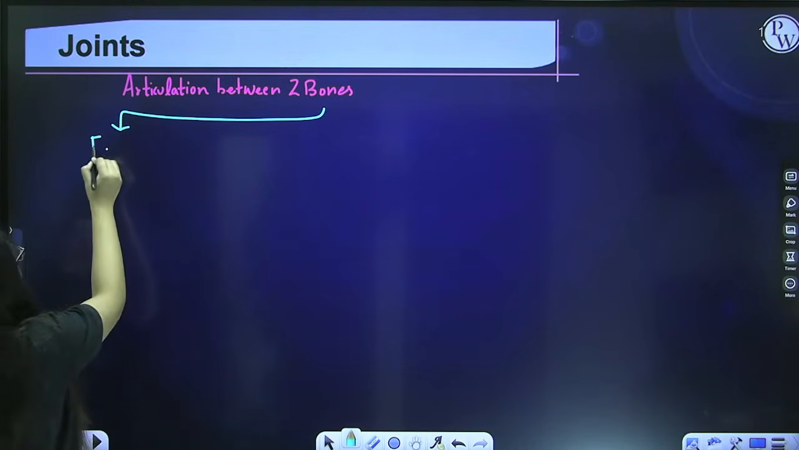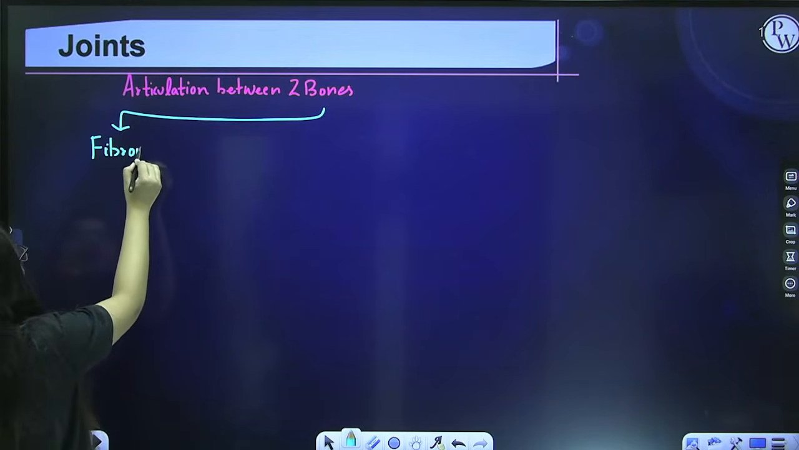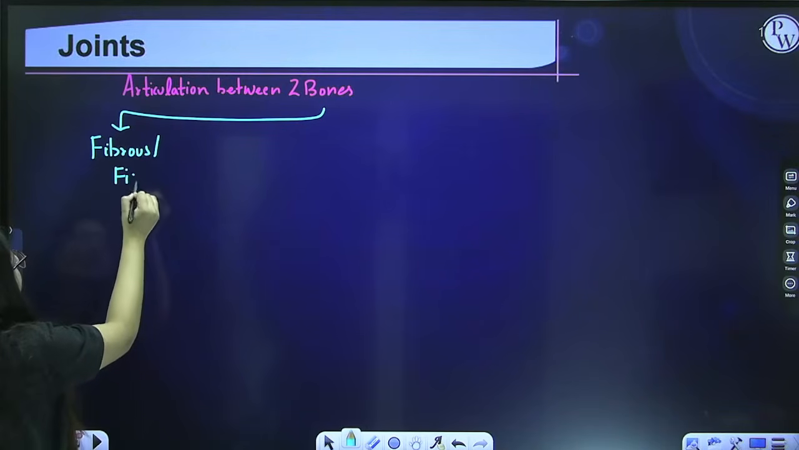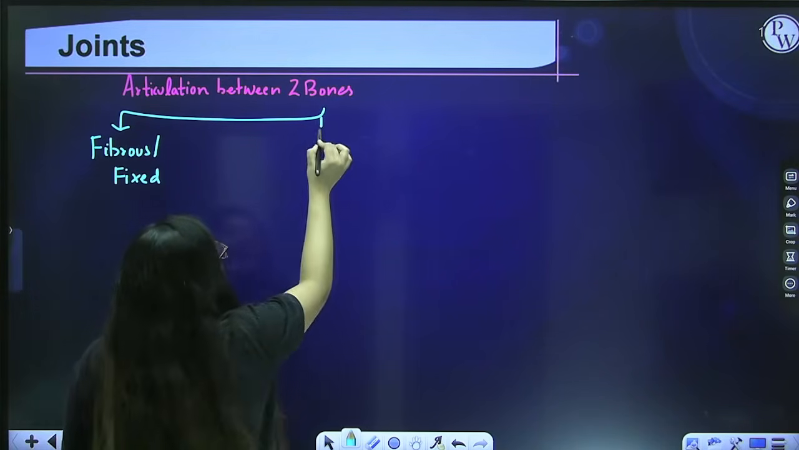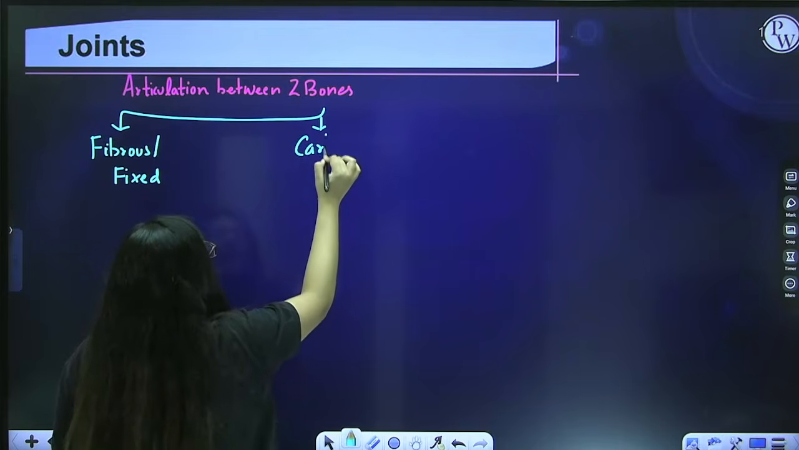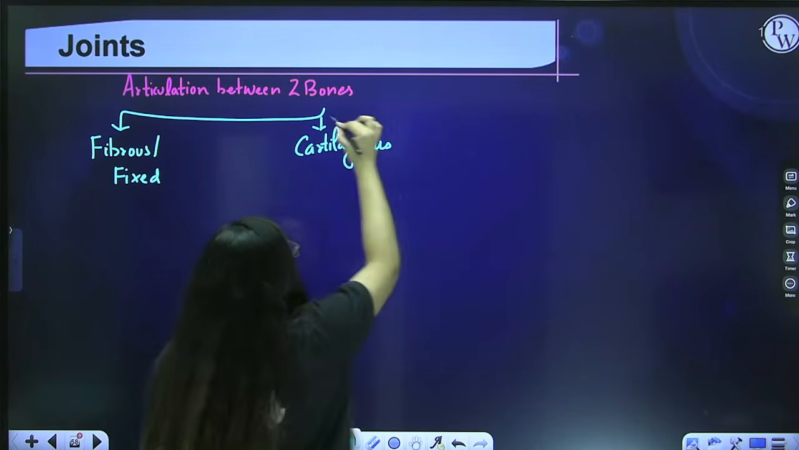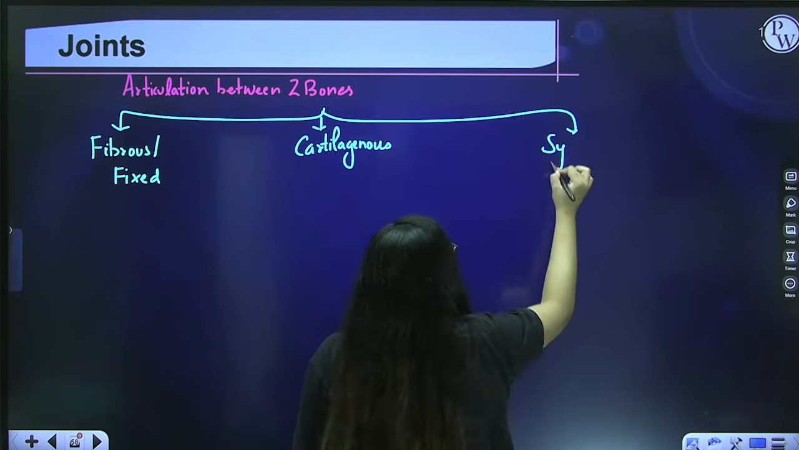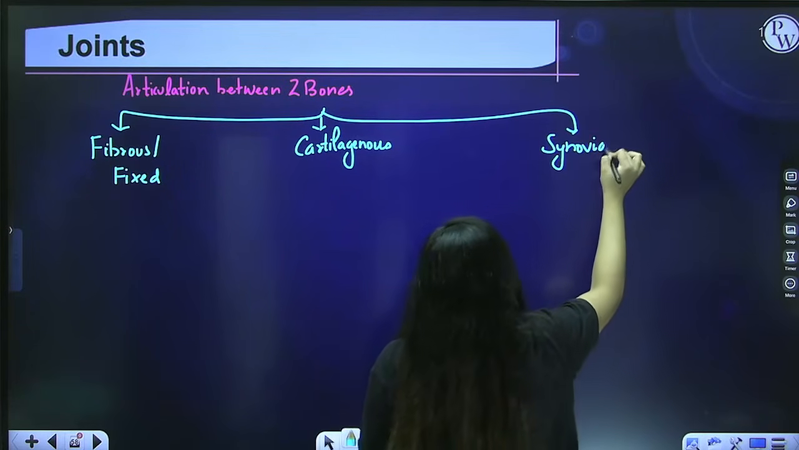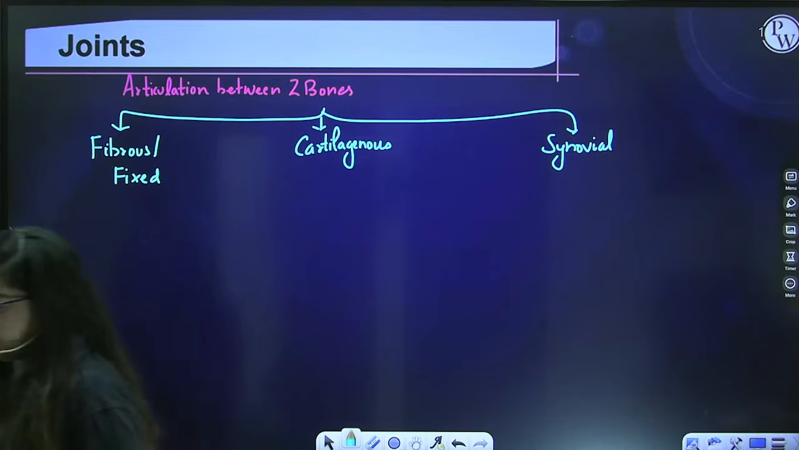One is the fibrous, also known as fixed joint. Second is cartilaginous. And third, your synovial. Okay, write this down in the copy. In the meanwhile, I drink some water.